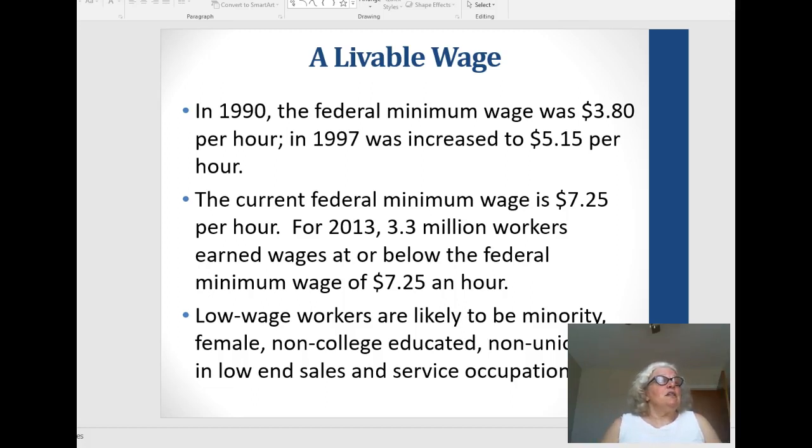Livable wage is a significant issue. In 1990, the federal minimum wage was $3.80. It was increased to $5.15 by 1997. We know the fight for minimum wage as we look at New York, and New York City's minimum wage increased to $15. Now that's state, that's not federal. Federal guidelines are much lower, and oftentimes states are higher based on what the state need is.